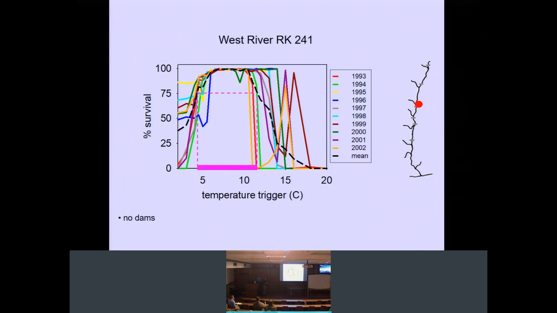If we take this exact same tributary, but now instead of looking at the mean conditions, still with no dams, we look at all 10 years, we see a lot more variation, of course, which is not surprising.